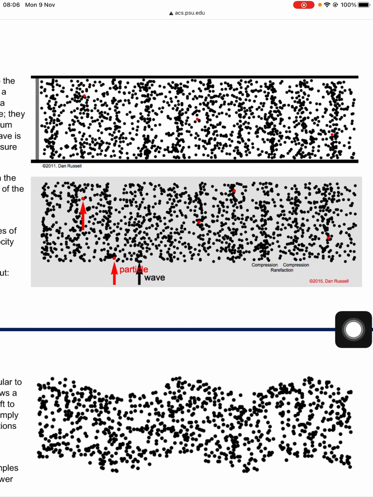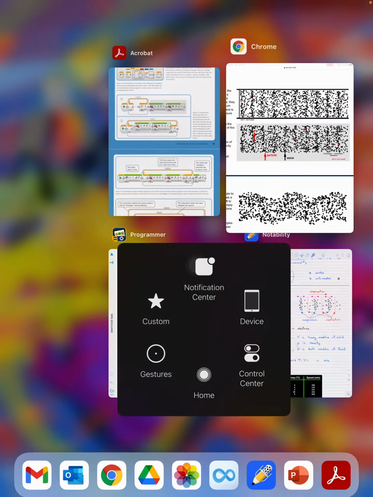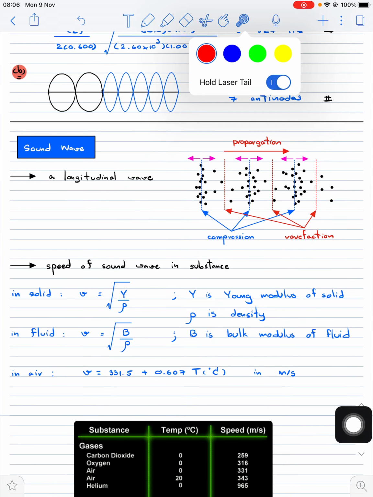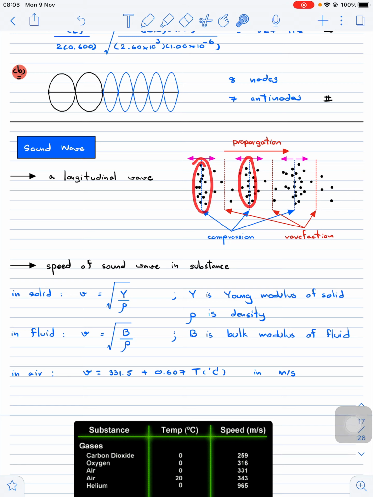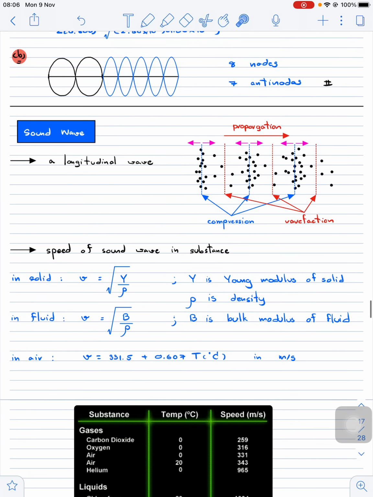Then we call the regions where the molecules stay close to each other the compressions. And the parts where the molecules stay separated from each other are called the rarefactions. So we have the compressions and the rarefactions here for the sound wave traveling in the medium.